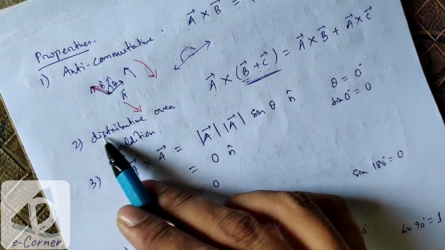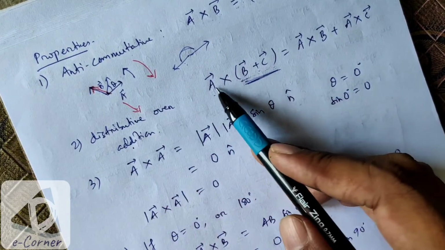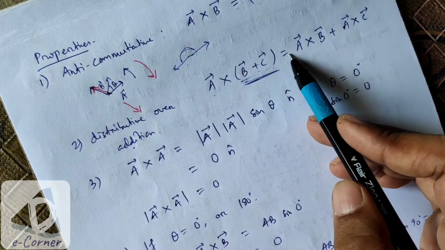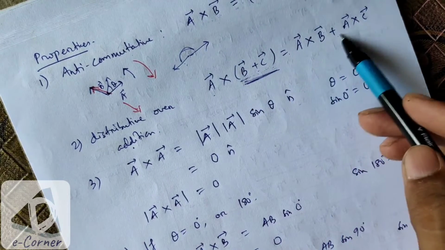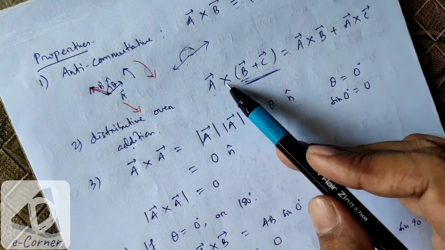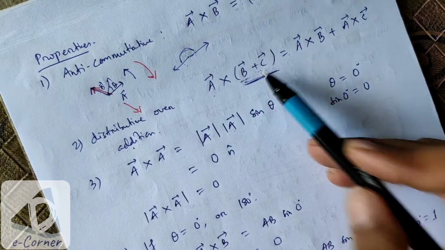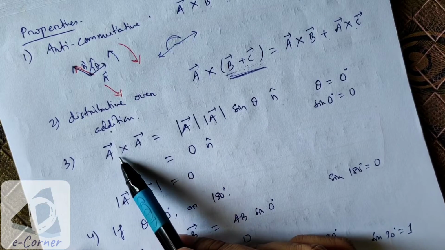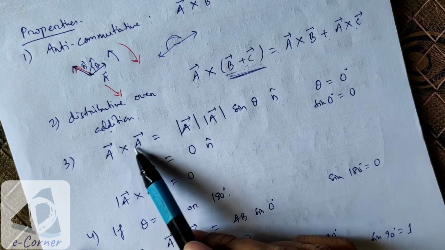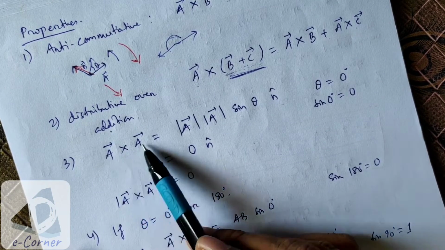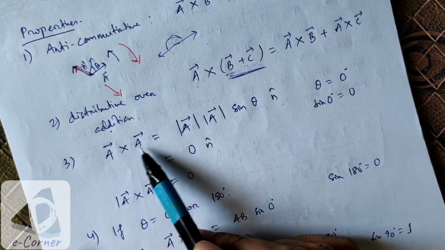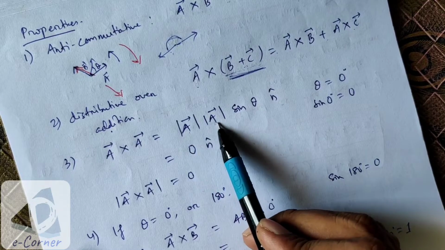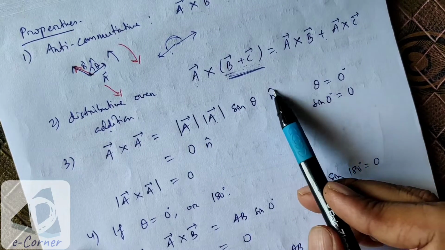Next one is distributive over addition. So A cross (B plus C) equal to A cross B plus A cross C. This is the distributive over addition. Next, when we do the vector product or cross product of a vector with itself, A cross A can be written as AB sin theta, so here mod A, again mod A, sin theta, n cap.